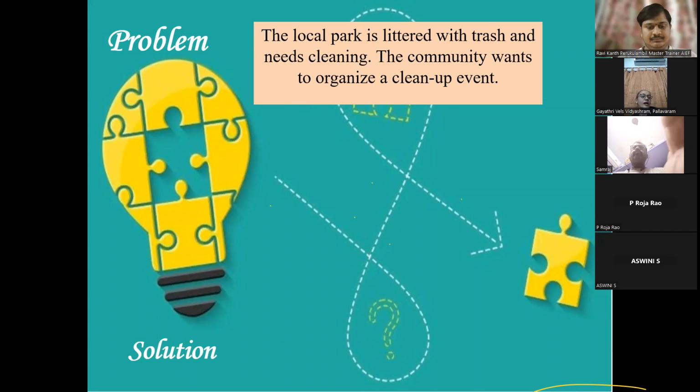Okay. The problem: can someone read this problem? The local park is littered with trash. It needs cleaning. The community wants to organize a cleanup event. Thank you, ma'am. Okay, in the implementation step, what are the three basic major steps we saw? Addressing the issue. First, what do we need to do before implementing the solution? We need to develop an action plan. Exactly, develop an action plan.